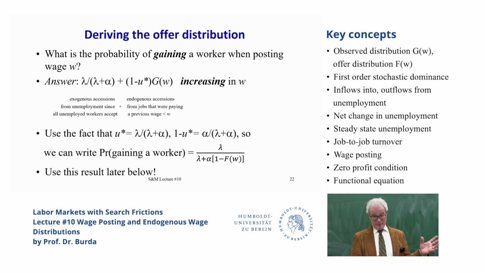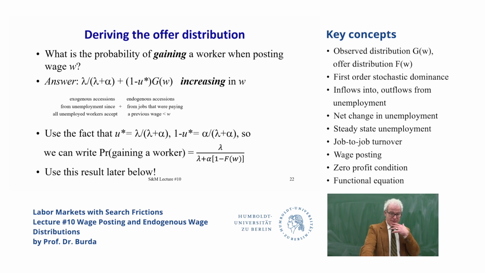It doesn't have to be the reservation wage. I could try that. And just thinking about it, if I pay the reservation wage and there's an arrival of a person who's employed, he's not going to accept it, she's not going to accept it. It only works if the person's unemployed. So it's going to be exactly what we said: lambda divided by lambda plus alpha.